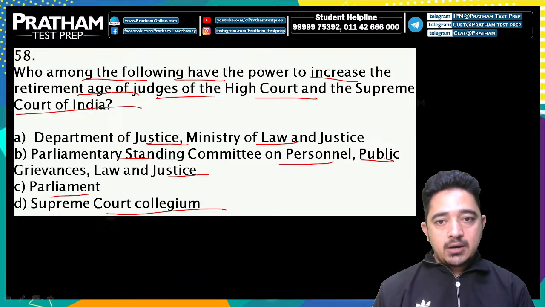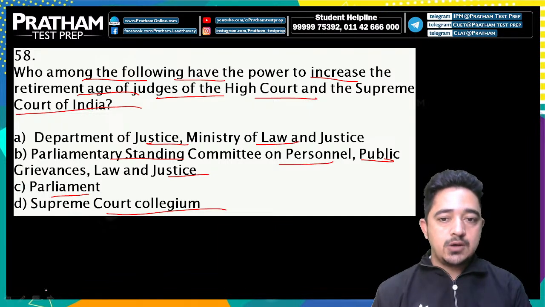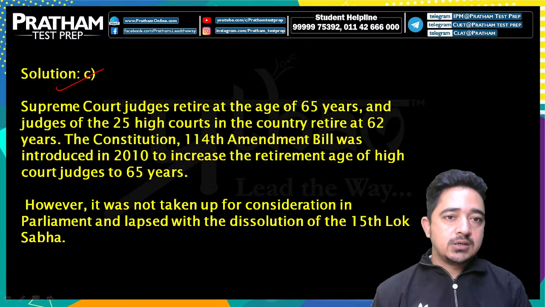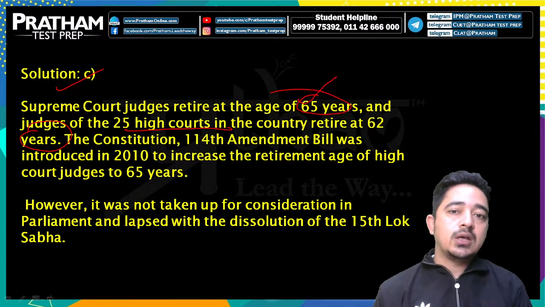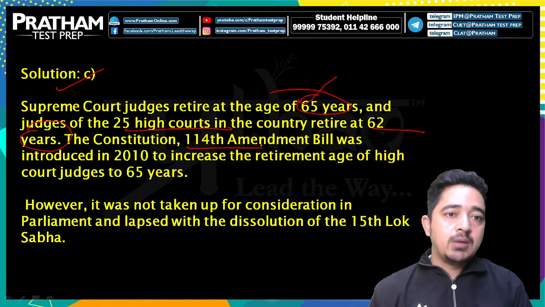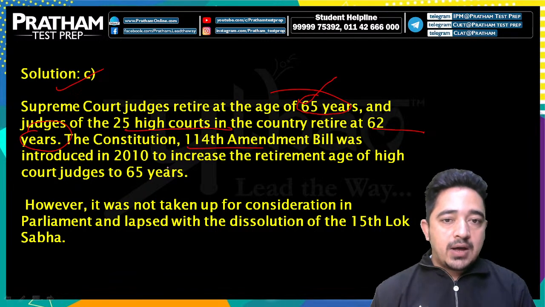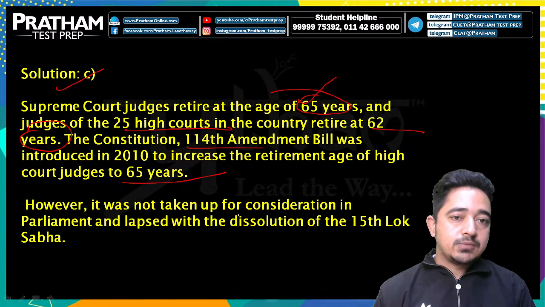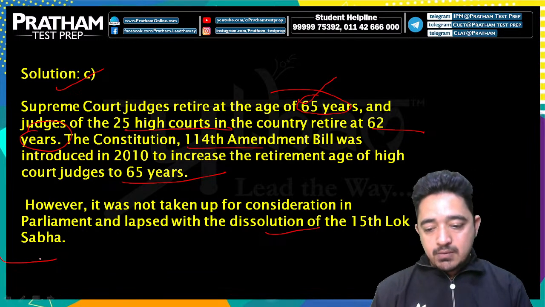C. In this, the main power would be vested in the hands of Parliament, right? So C would be the right answer. Yes, Supreme Court judges retire at the age of 65 years, and judges of the 25 high courts in the country retire at 62 years. So make sure our Supreme Court judges' retirement age is 65 years, and the judges of our High Courts retire at 62 years. The Constitution 114th Amendment Bill was introduced in 2010 to increase the retirement age of High Court judges to 65 years. However, it was not taken up for consideration in Parliament and lapsed with the dissolution of the 15th Lok Sabha. So Parliament has all the powers in this.